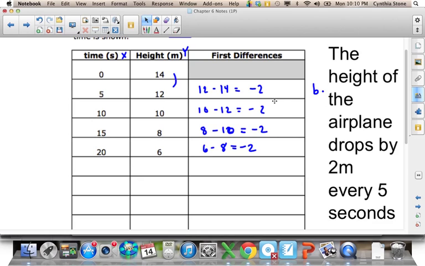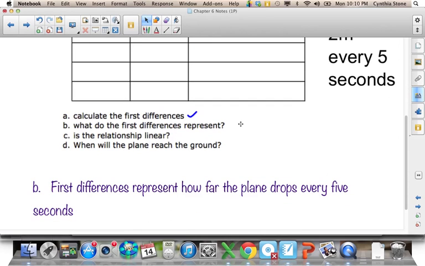And it drops at a constant rate. If it was actually something in free fall, it would accelerate, and it would start to go faster as it gets closer to the ground. But this is dropping at a constant rate. It's a nice controlled landing. So 2 meters every 5 seconds. Five seconds passes, drop by 2 meters. Okay, so we're done that one.